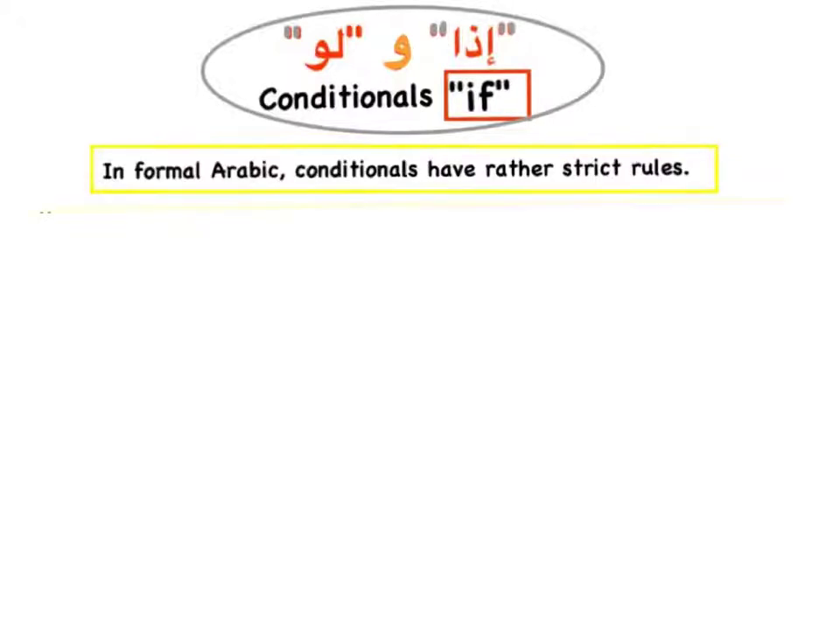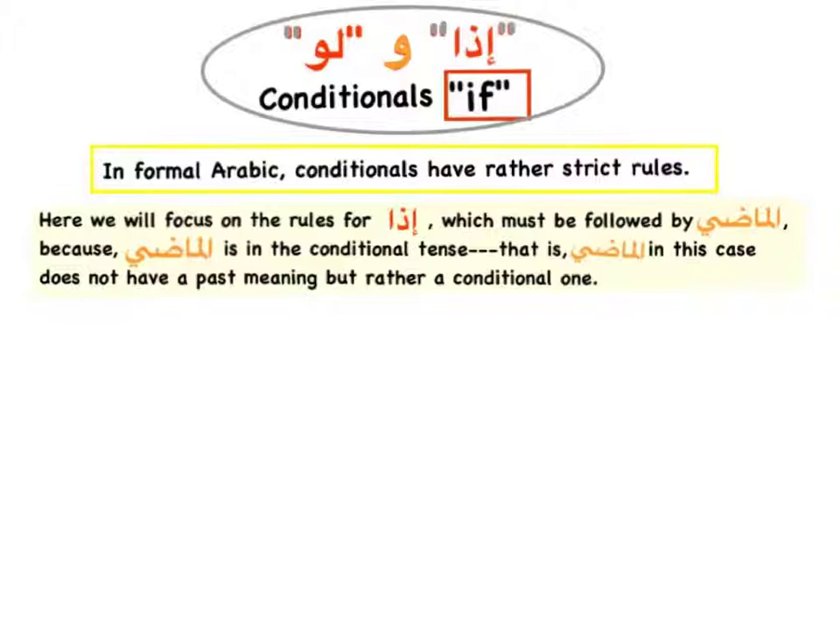And now more on إذا ولو conditionals. We're going to see in this slide how we use the tenses with إذا and لو. First, you have to know that in formal Arabic, conditionals have rather strict rules. So, be serious. Here, we will focus on the rules for إذا, which must be followed by الماضي. So, simple, إذا plus past tense.